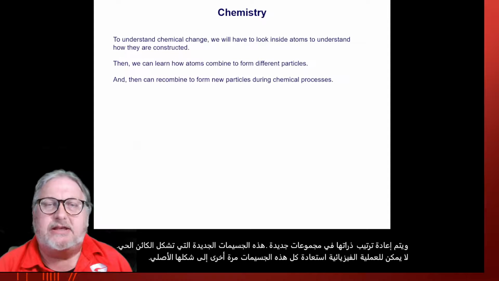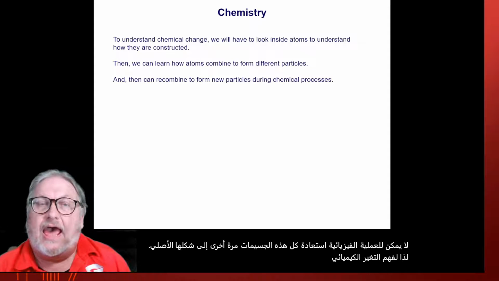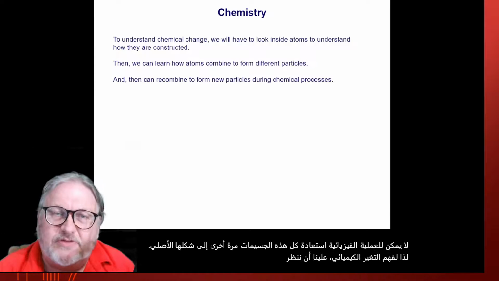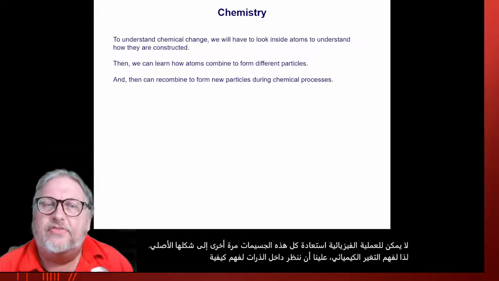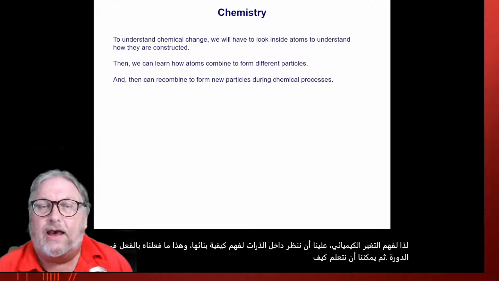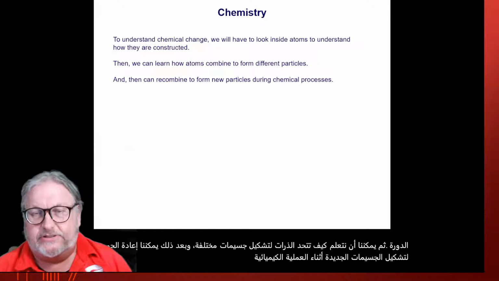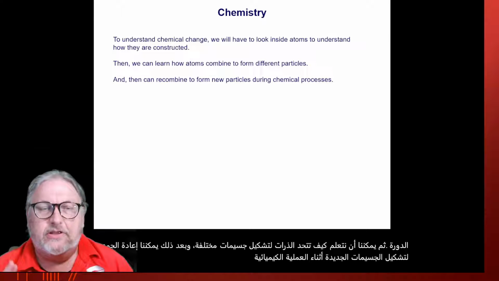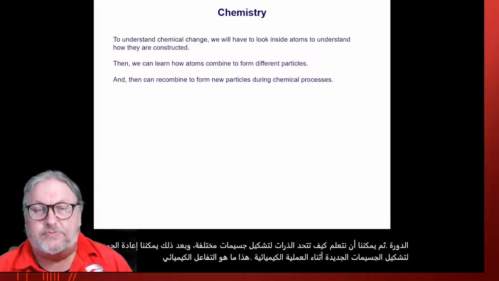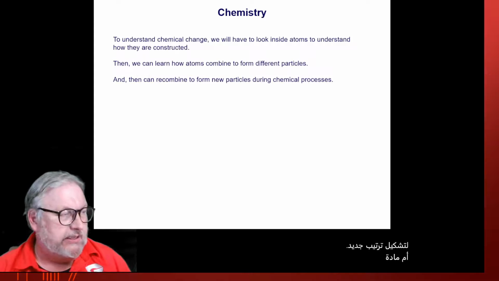So, to understand chemical change, we've got to look inside atoms to understand how they are constructed. And that's what we've done already in this course. Then we can learn how atoms combine to form different particles, and then recombine to form new particles during the chemical process. That's what a chemical reaction is: a rearranging of the atoms to form a new arrangement or a new substance. Okay, so we'll be talking about this in class.